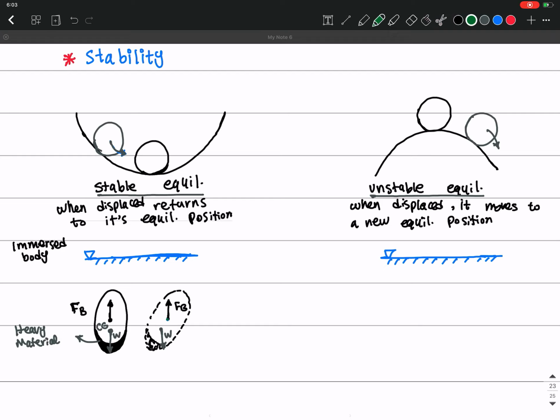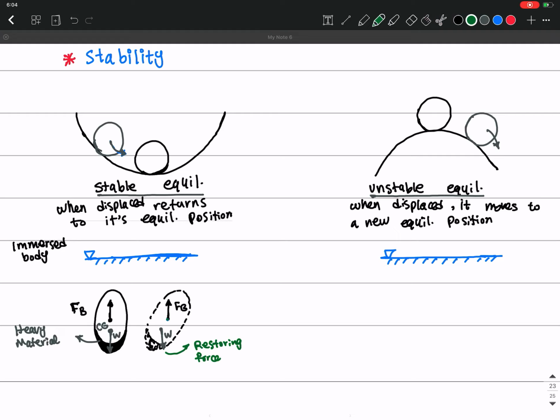You will have this force. One is this way and one is this way. So this force is kind of taking this object back to its original position, right? So this W is a restoring force, where it brings back the object to the original position, equilibrium position, and therefore this is a stable equilibrium situation, okay?